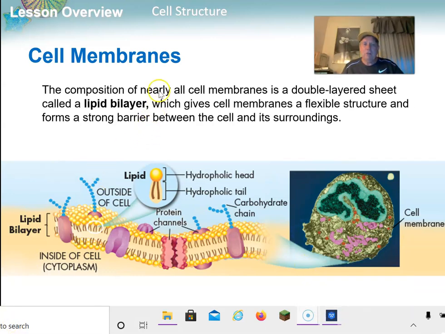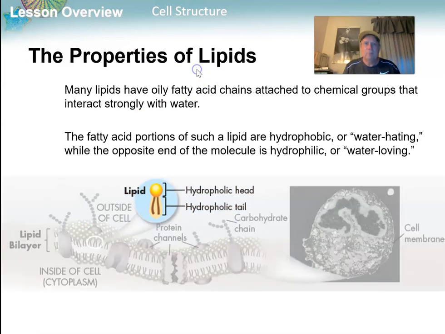The composition of nearly all cell membranes is a double-layered sheet called a lipid bilayer, which gives the cell membrane a flexible structure and forms a strong barrier between the cell and its surroundings. Again, bilayer. Layer here, layer here. Bi means two. The property of lipids. Good thing we talked about those macromolecules. If you remember, we talked about proteins, carbohydrates, nucleic acids, and lipids. So this is where our macromolecule lesson comes into play.